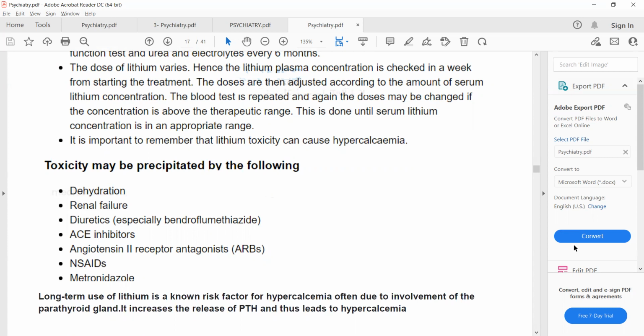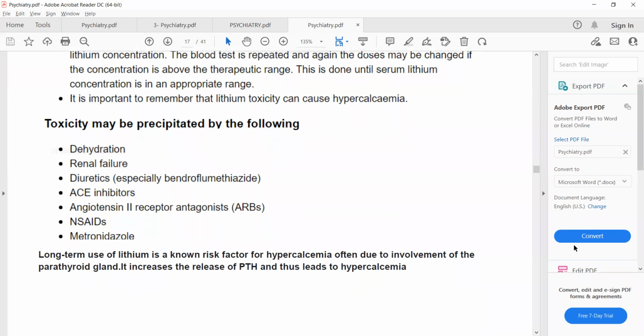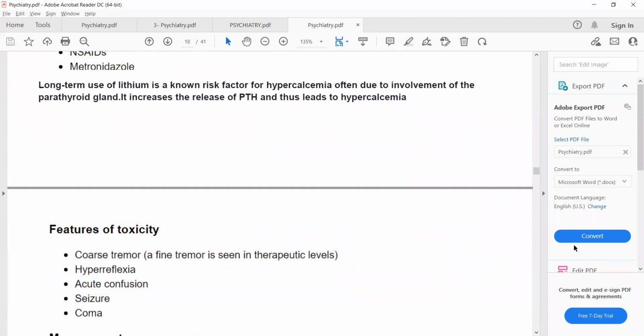Similarly, NSAIDs and metronidazole also affect the glomeruli, so they can also precipitate the lithium toxicity. So renal failure and the drugs that decrease the GFR, such as diuretics, ACE inhibitors, ARBs, NSAIDs, and metronidazole, all can precipitate the toxicity of lithium.